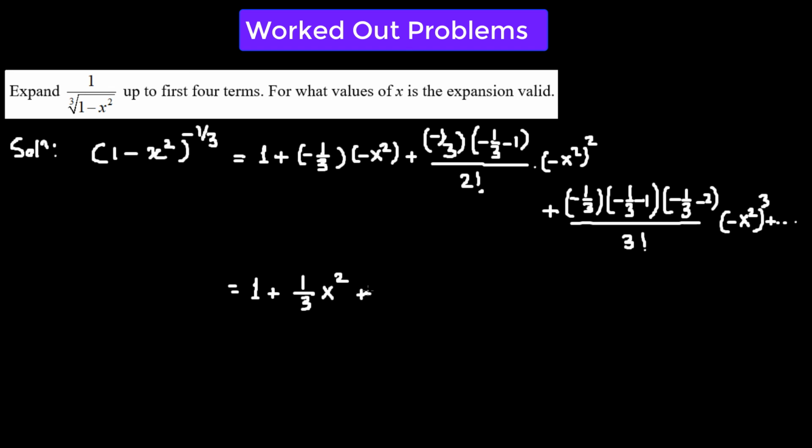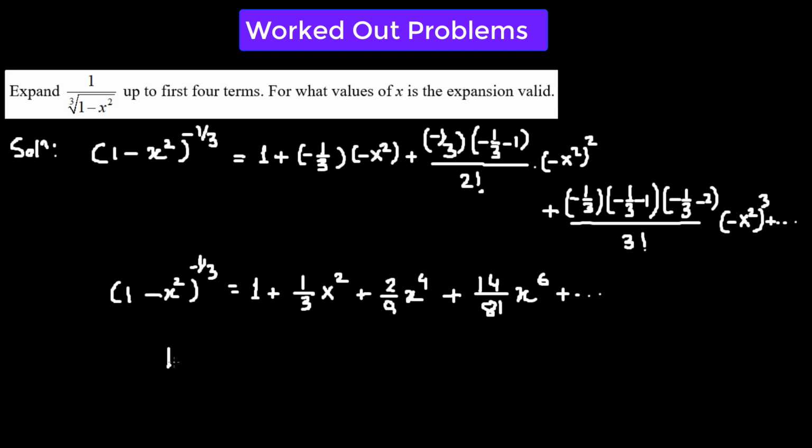plus 2 over 9 x raised to the power 4. I have already calculated these values using a calculator, you can verify it, plus 14 over 81 times x raised to the power 6 plus the remaining terms. So these are the first 4 terms for our given binomial expression.